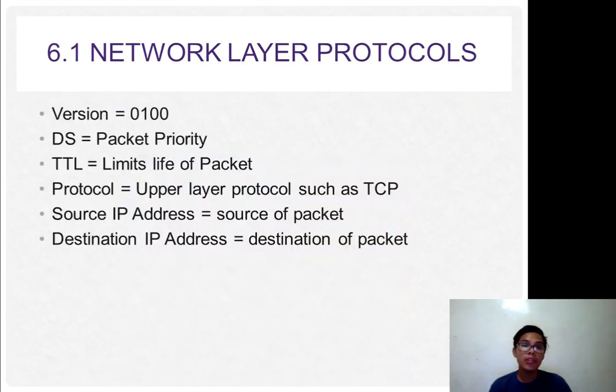Network layer protocols. Version is equal to 0100. DS is the packet priority. TTL limits the life of the packet. Protocol identifies upper layer protocols such as TCP. Source IP address is the source of the packet. Destination IP address is the destination of the packet.